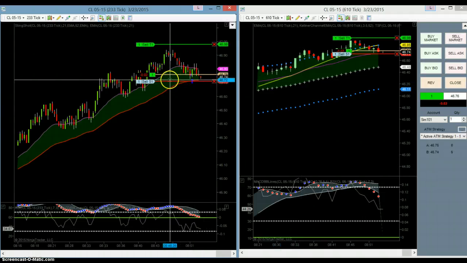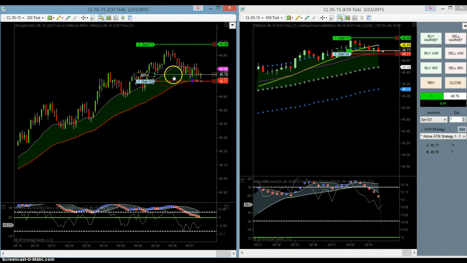So looks like I'm risking one, two, three, four, 5 ticks. So $50 on risk.